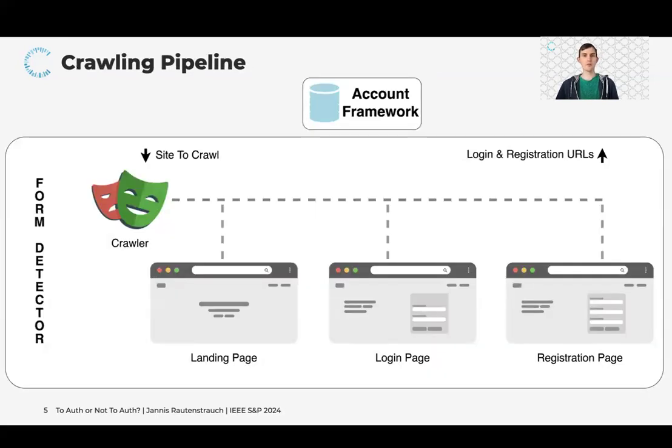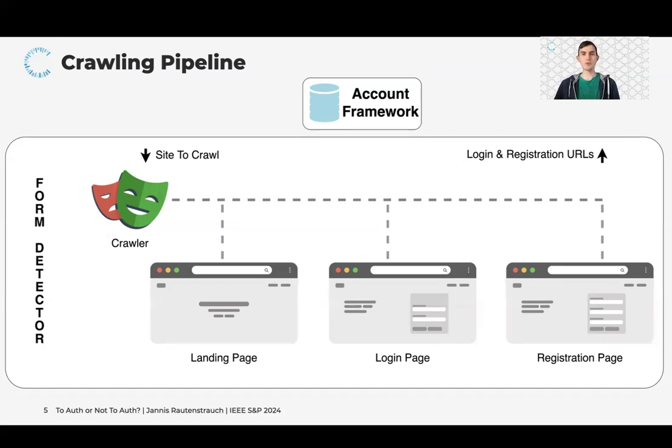First, I want to give you an overview of our complete workflow. In the first step, we created a crawler, which we call form detector, that, given a site to crawl, tries to find and detect the login page and the registration page if these are available. If it is successful, it will report back the login and the registration URLs. Otherwise, it will say no registration option could be found.